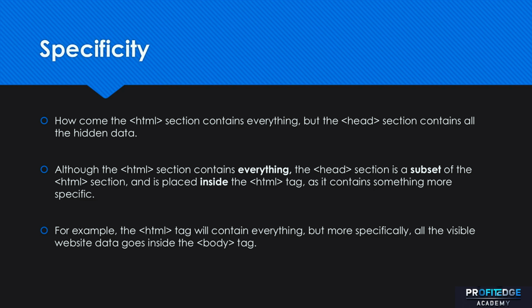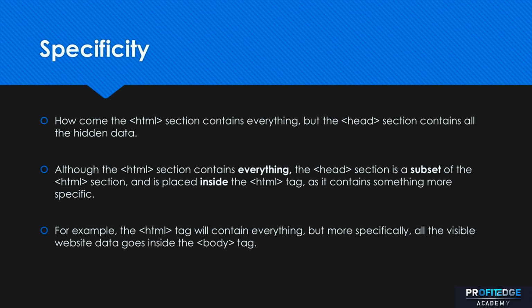Well, this is because of specificity. Now, if you actually look at the boilerplate, the HTML tag contains all of these sections inside it as well. So the HTML tag also contains the body tag and the header tag. So what it's trying to say is that the header and all of these different sections are actually subsets or a part of the HTML tag. So the HTML tag contains everything, yes, but more specifically, the body tag will contain everything that is visible on the website.